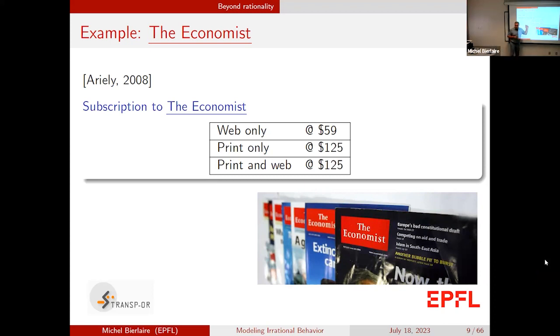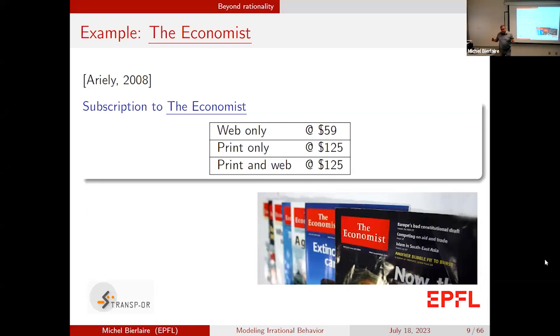He saw an ad from the Economist for a subscription to the Economist. And these are the options. So you can have the web only for $59, the print only for $125, and the print and web for $125. And when you see this, isn't it ridiculous? I mean, who will ever buy the print only, right? Because for the same price, you get the print and web. Indeed. So what he did is, okay, let's try.